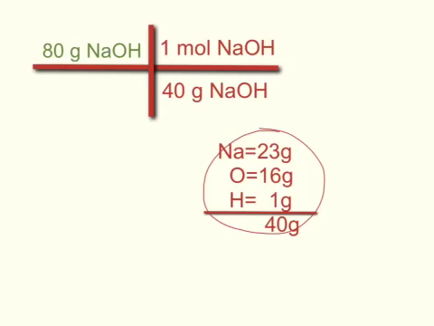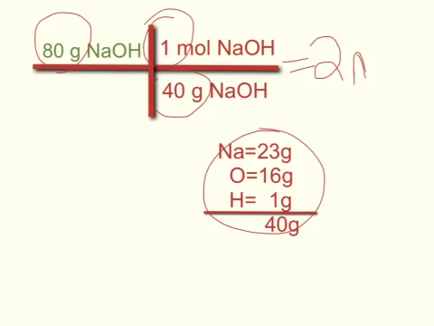Now you're ready to solve. You'll notice that multiplying across the top, 80 times 1 equals 80, divide by 40, and that gives you an answer of 2 moles of sodium hydroxide.